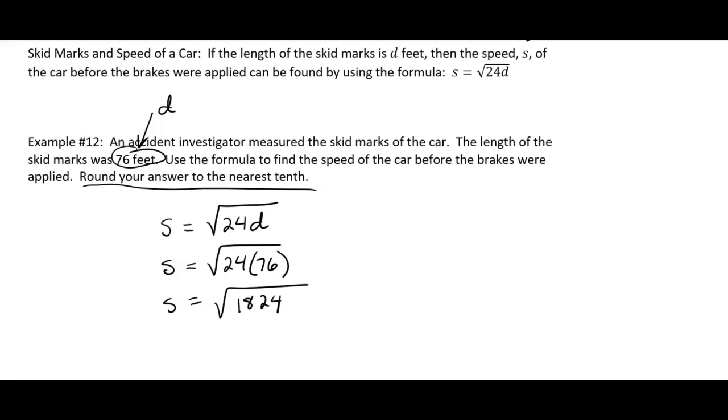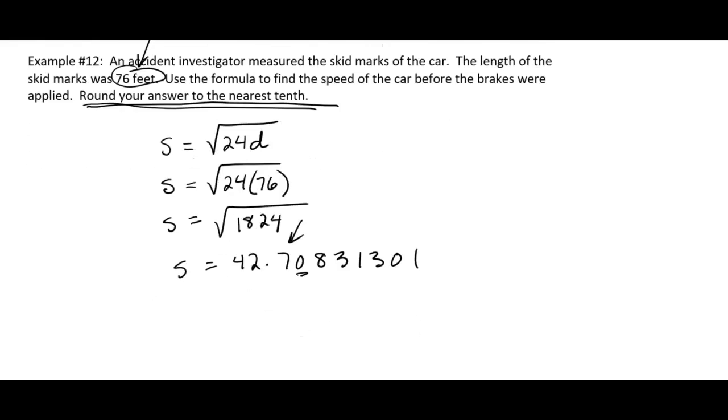And I'm getting s equals 42.708313. Anyway, that's what my calculator says. But if they want us to round to the nearest tenth, that's going to be the 7 right there. That would be the nearest tenth. So I look behind the 7, it's a 0. So it's not going to round up.